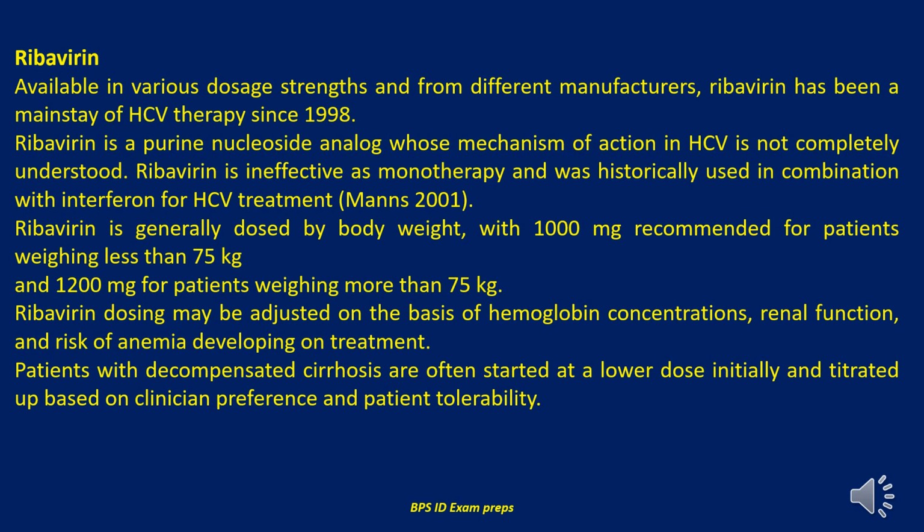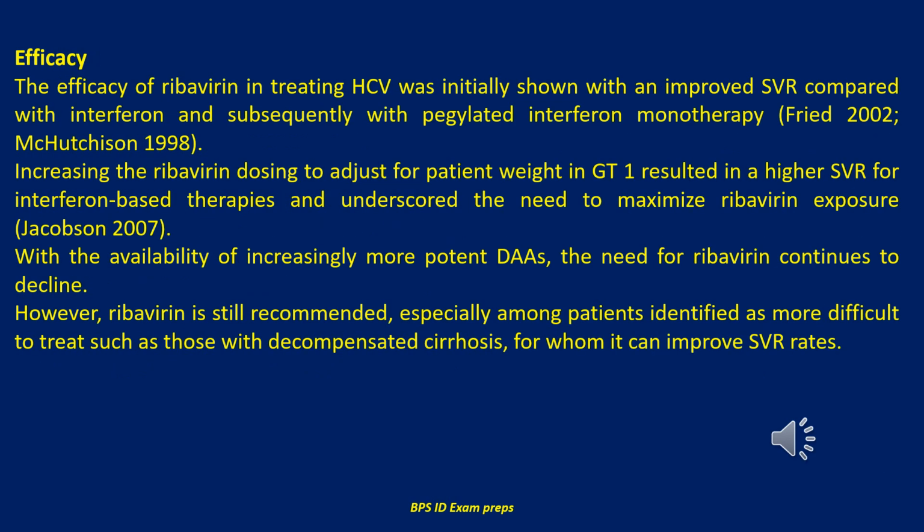Ribavirin dosing may be adjusted on the basis of hemoglobin concentrations, renal function, and risk of anemia developing on treatment. Patients with decompensated cirrhosis are often started at a lower dose initially and titrated up based on clinician preference and patient tolerability. Regarding its efficacy, the efficacy of ribavirin in treating HCV was initially shown with an improved SVR compared with interferon and subsequently with pegylated interferon monotherapy, according to Fried 2002 and McHutchison 1998.